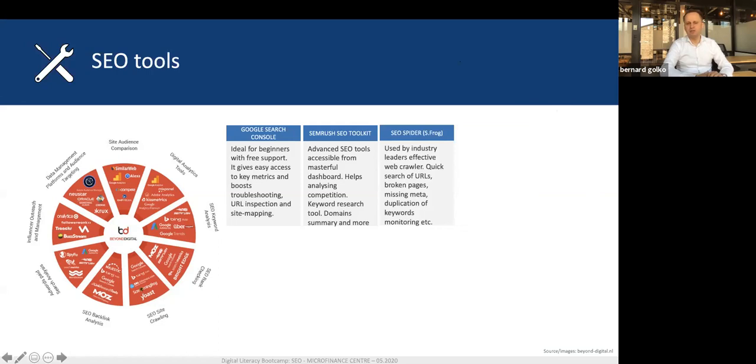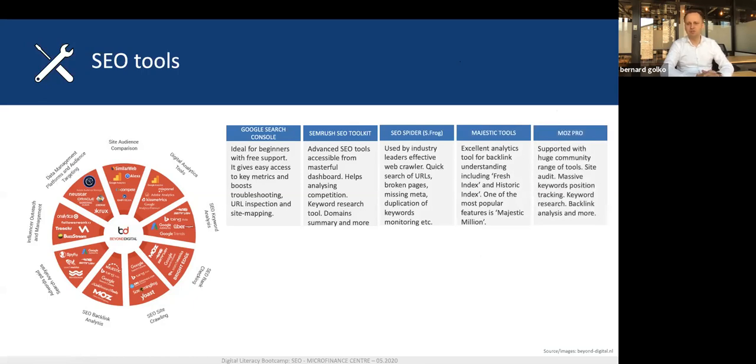SEO Spider would be the next one, Majestic Tools and Moz Pro. Guys, these are the tools that are used by the professionals. On many occasions, to some degree, you don't have to pay for them, but all of them are on the list of the best tools all around the world. So if you are starting your journey, start with Google Search Console. Then, while building a development plan, you will understand what type of tools you will need as the first, as the second, and after a year, you will know precisely what to use.